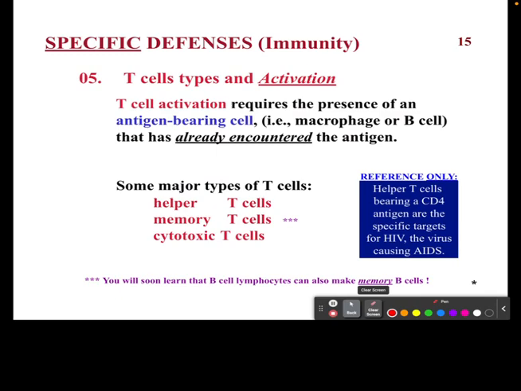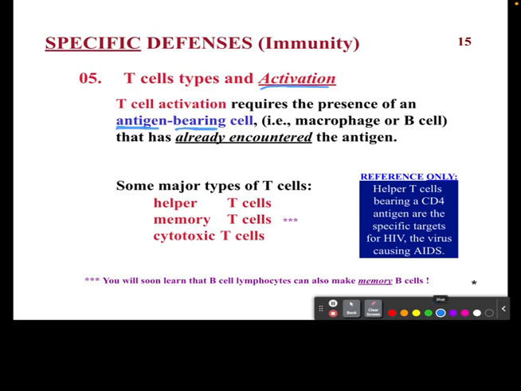So activation. So here's another really important part of the T cells, and that is that they need to be activated, right? So T cell activation requires the presence of an antigen-bearing cell, such as a macrophage or a B cell that has already encountered the antigen. What does that mean? Okay, so let's take a step back. We didn't get this far before, but you might as well talk about it now.